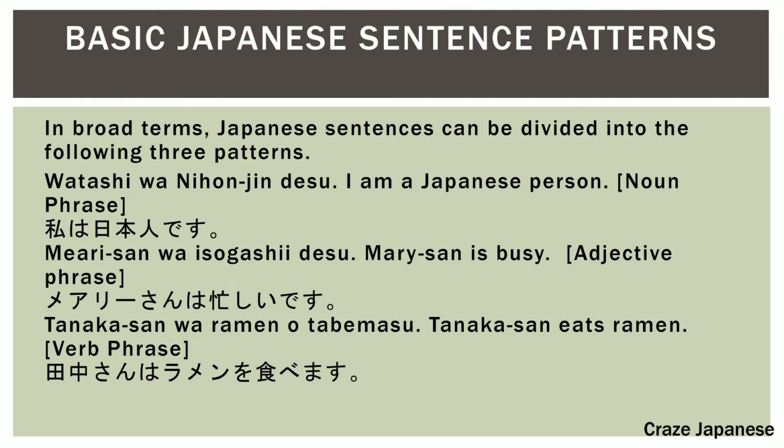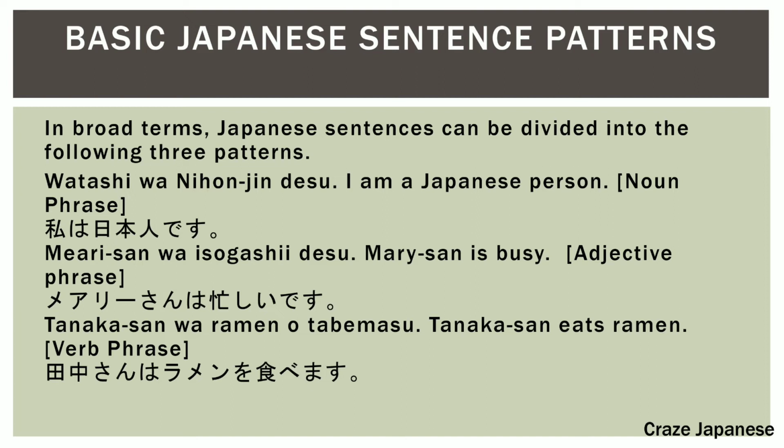So what's that verb phrase? Like "Tanaka-san eats ramen." Ramen literally means noodles, but they are non-vegetarian. Okay, Tanaka-san eats ramen, so it's a verb phrase. Eats is a verb, right? So we will say it: Tanaka-san wa ramen o tabemasu.